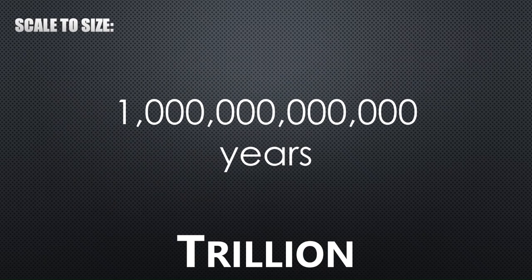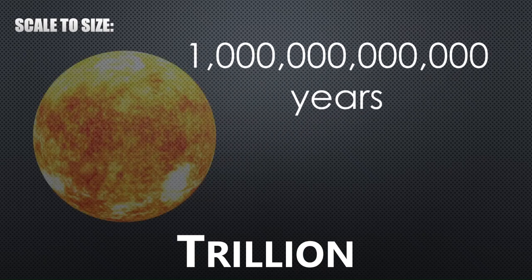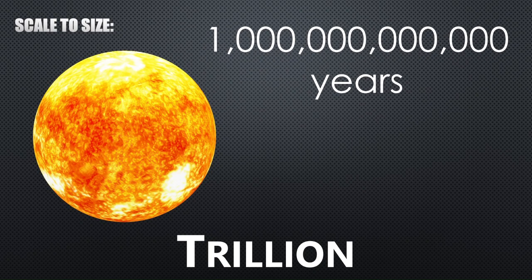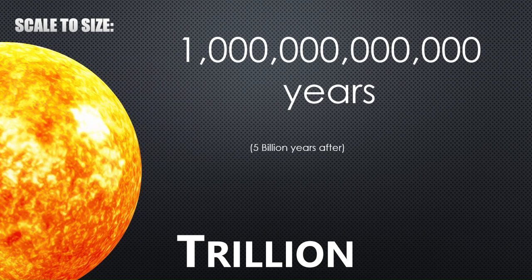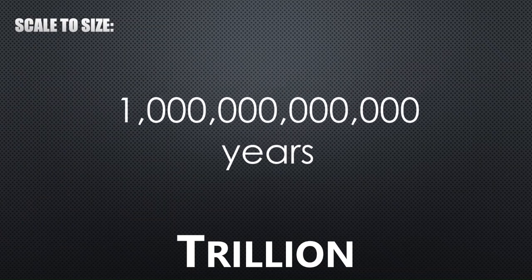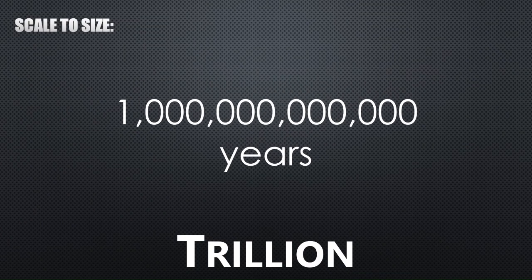Then, how about in 1 trillion years, the sun? Yes, the sun will expand 5 billion years after to become a red giant. It will swallow Earth and move near to the orbit of Jupiter or Saturn. Please correct me if needed. Yeah, if you get the idea, 1 trillion years is a lot.